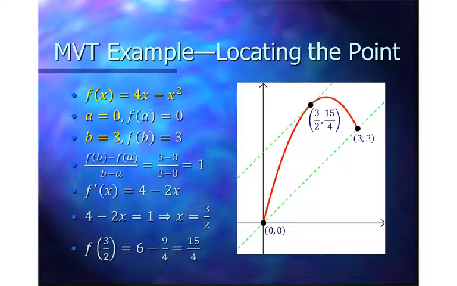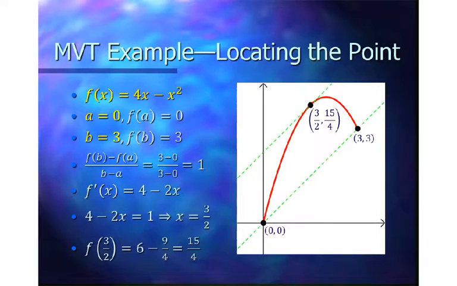So we start by checking our conditions. Is the function continuous on the closed interval from 0 to 3? Well, this is a polynomial function. We know that it's continuous everywhere. So that's good. It's continuous from 0 to 3. Is the function differentiable from 0 to 3? Once again, it's a polynomial function, so we know that it's differentiable everywhere, which includes, of course, the open interval from 0 to 3.